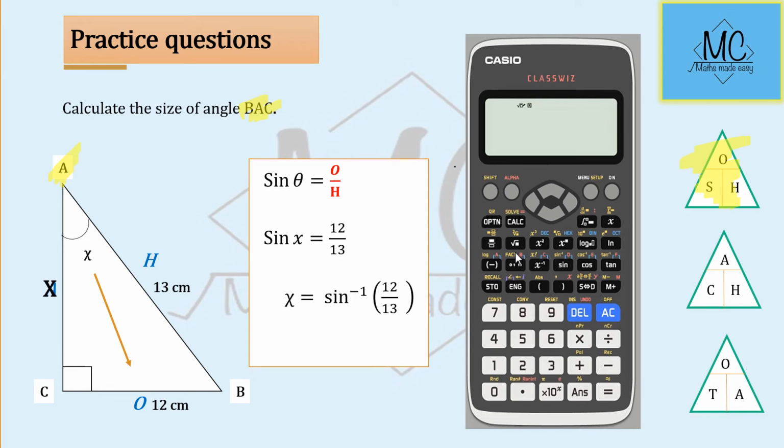So x is equal to sin minus 1 times 12 over 13. So my x value will be 67.38, and you can see I have shown it on the calculator as well. First you have to press the shift sign and then sin, so that you can get sin minus 1. Otherwise you won't get the answer correctly. Here's the answer.